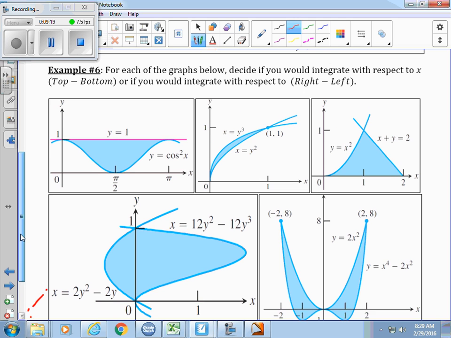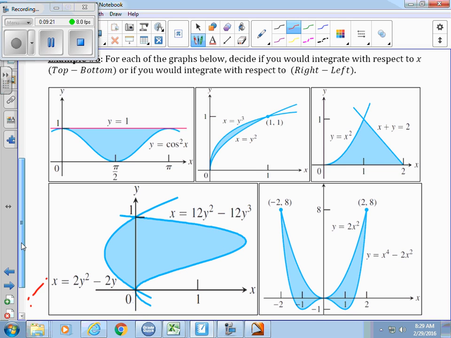Sorry, computer's going crazy. Okay, for each of the graphs, decide whether dy or dx would be a better choice. Top minus bottom or right minus left. Let's look at this one. What do you think? Dx, top minus bottom. Top's always y equals 1. The bottom's always cosine squared of x. And I sure wouldn't want to change it because then I'd have to solve for x and cosine squared of x, which would not be a fun solving.